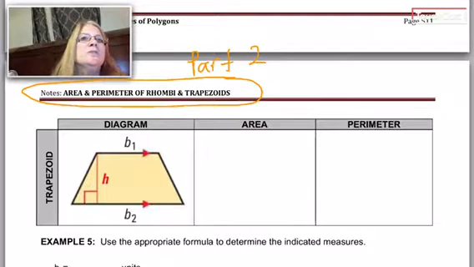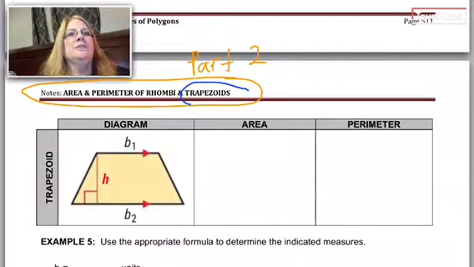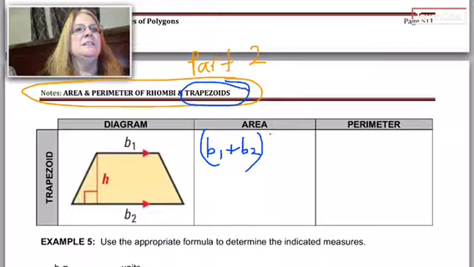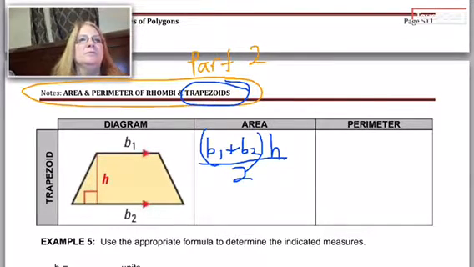This is part 2 of the video on area and perimeter of rhombi and trapezoids. And so now we're going to look at trapezoids. So the formula for area of a trapezoid is base 1 plus base 2 in parentheses times the height divided by 2. And for the perimeter, you add up all the sides.